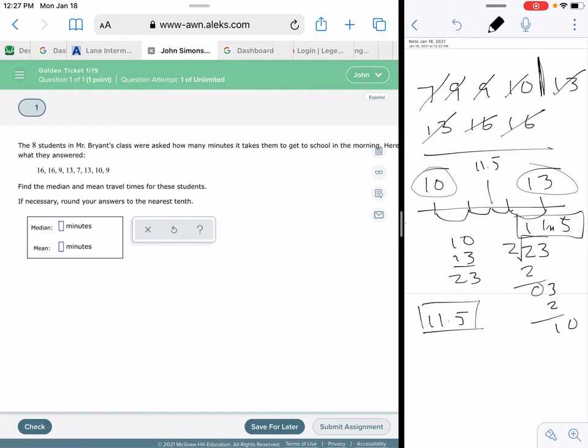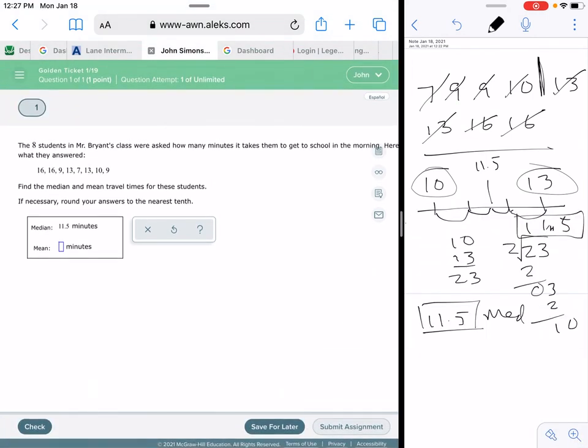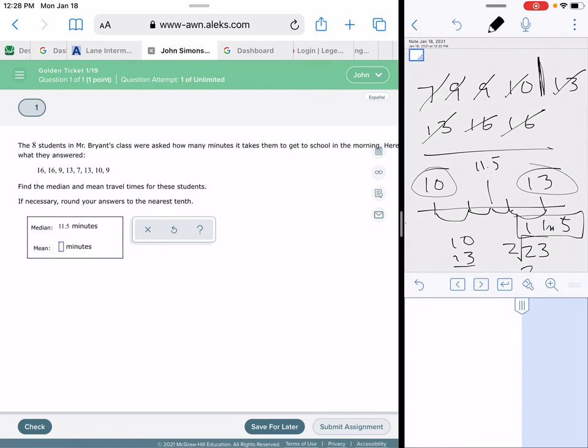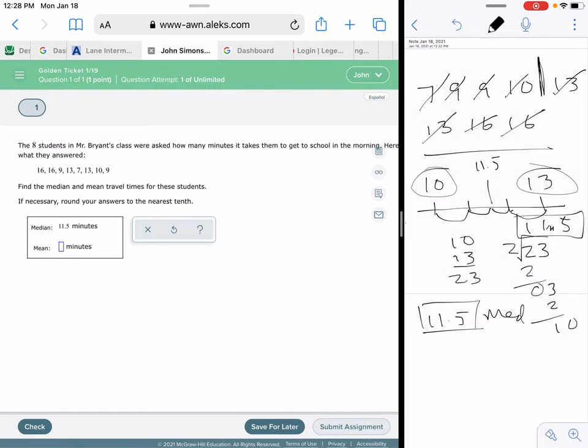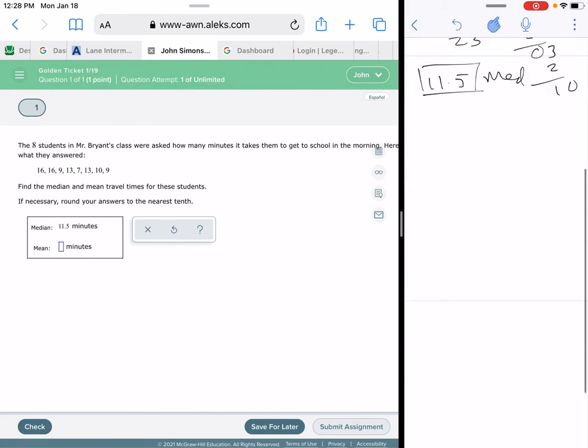Okay, so let's write that down: median, 11.5 minutes. That would be the middle value. Now the next thing they're asking you is the mean. So now they're asking you the average value, which you find simply by adding everything together and then dividing by how many there are.